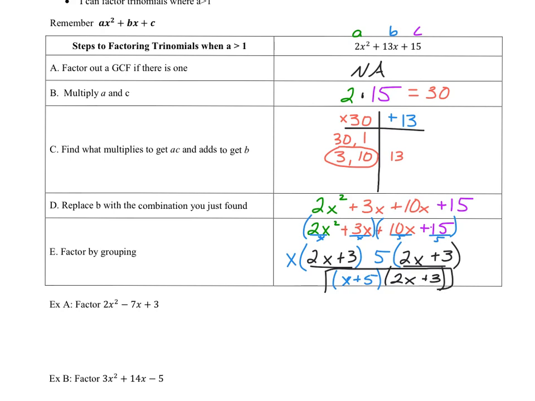Okay. And I can quickly check myself just a little bit to make sure that x times 2x gives me 2x squared. That gives me my a value. And then my 5 and my 3 give me 15. That's just a quick check. I'm not even worrying about the 13 right now, but just to make sure I have at least some of it right. So I'm looking good there.